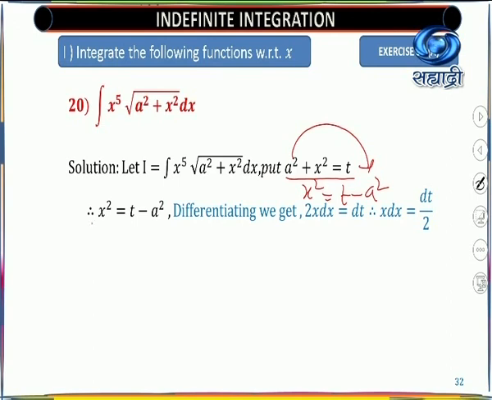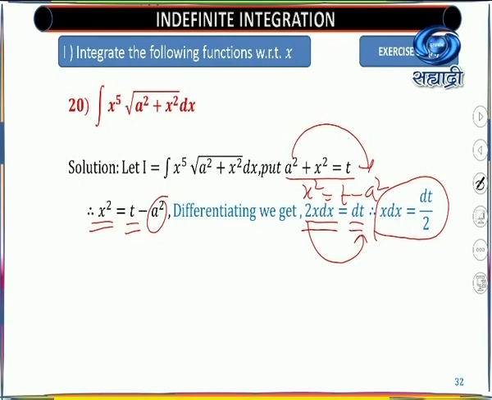Now differentiate, this side differentiation gives you 2x dx. And this side, this is a constant, so 0. Here you will get dt. So you are having dt. But by splitting, you will have only one x, will not have 2. So we'll simplify this as x dx. Shift this 2 to this side. It is in the product, so it goes to the denominator, dt upon 2. Now this is the simplified form.